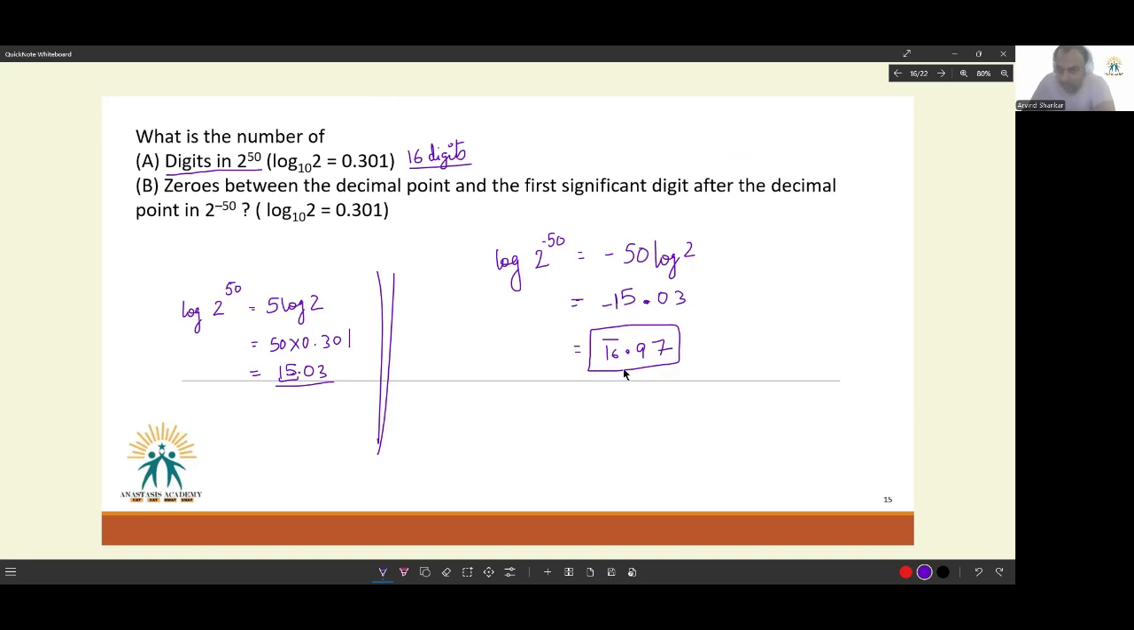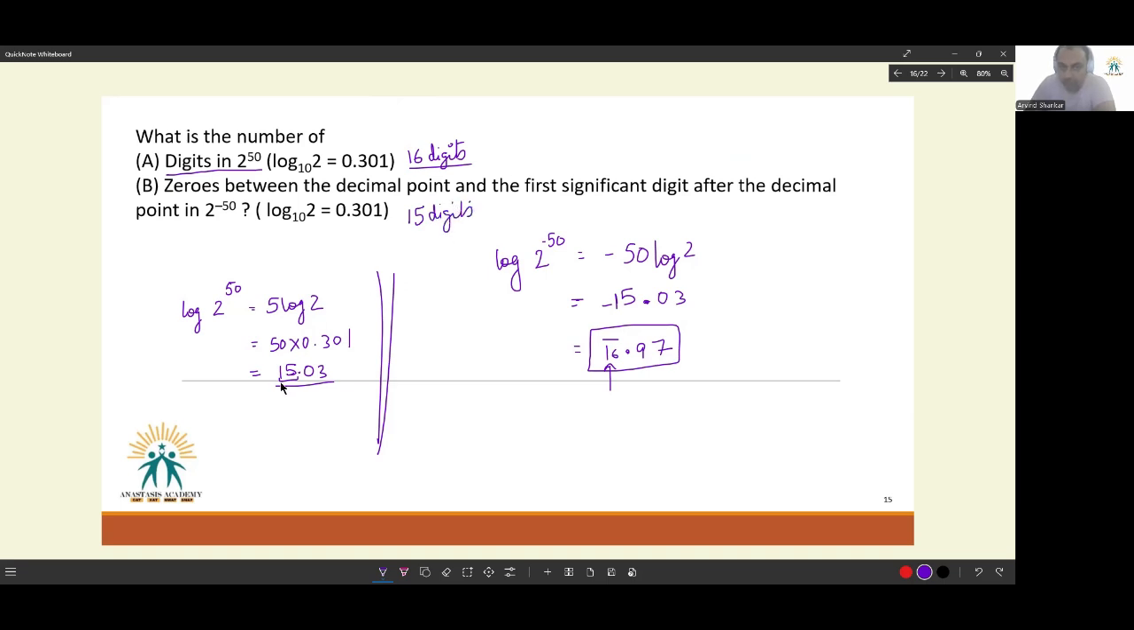And how is this obtained? The number prior to the decimal point is one more than the number of zeros after the decimal point and before the first significant digit. This 16 is one more than the number of zeros from the decimal point to the first significant digit. Answer to the second question is 15 digits.